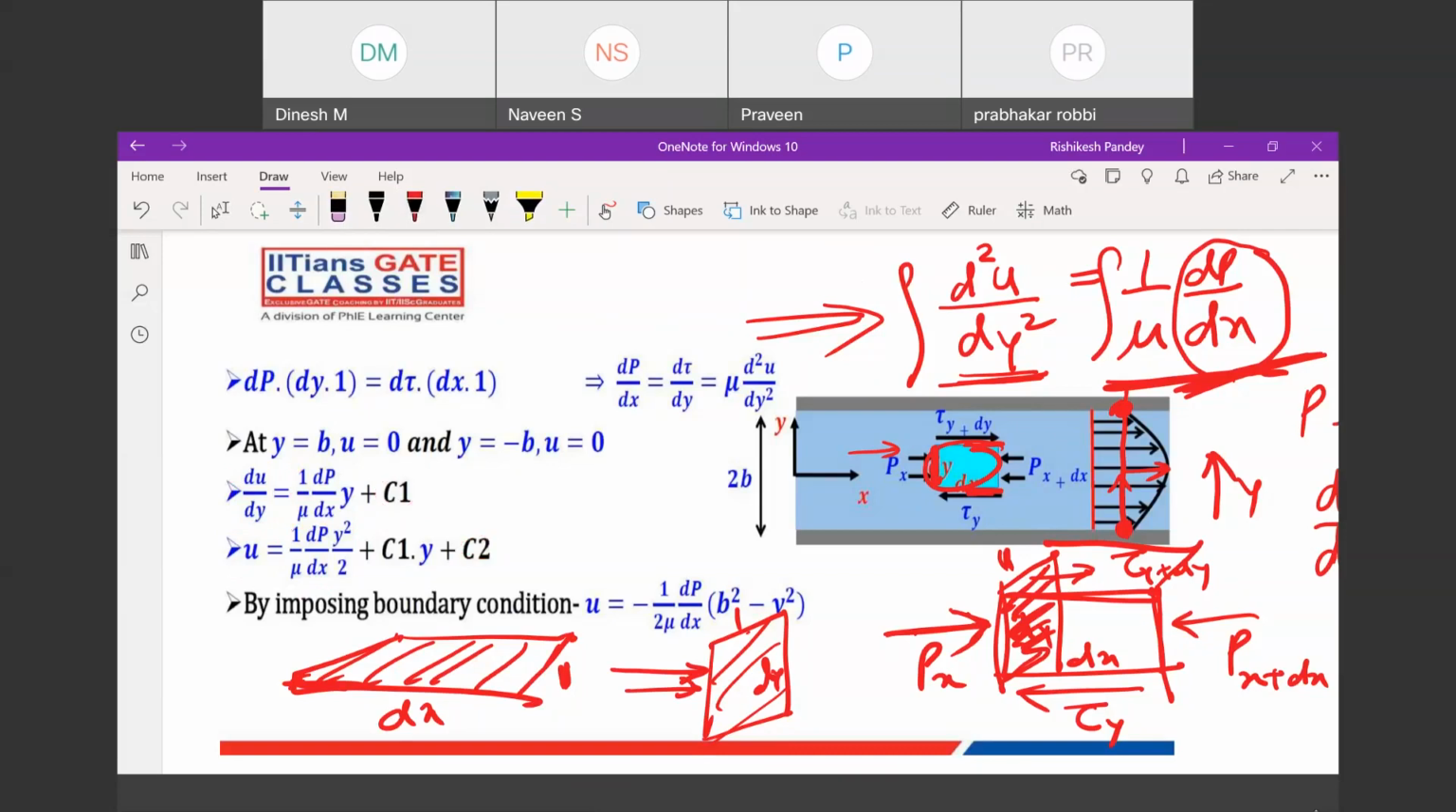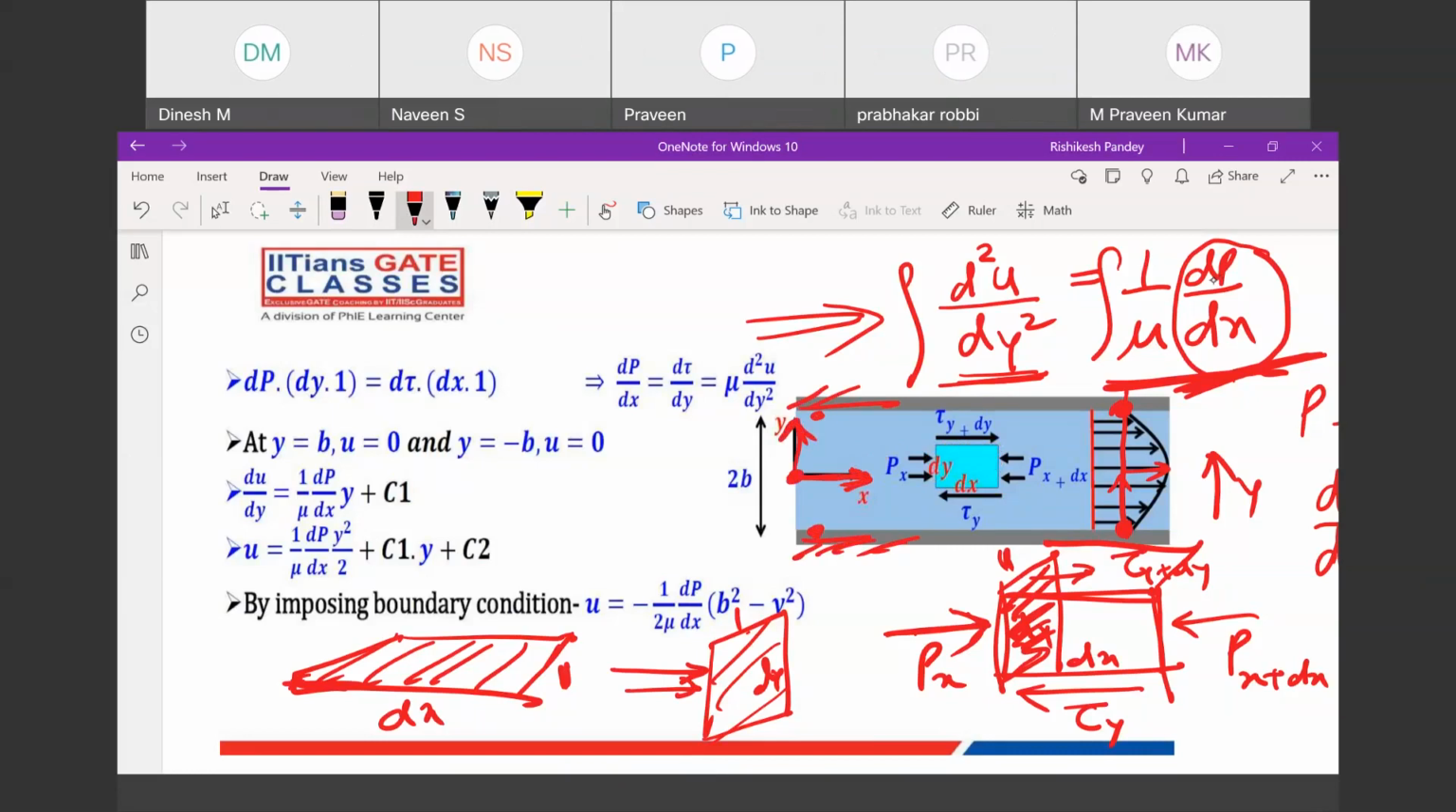So we should have two boundary conditions. The boundary conditions here are, you see these two plates are fixed. So velocity at this point and this point is 0. And we have considered our coordinate at the center. So at y equals to minus b, this is 0, and this is plus b. So at y equals to minus b, velocity is 0, and at y equals to plus b, velocity is 0.